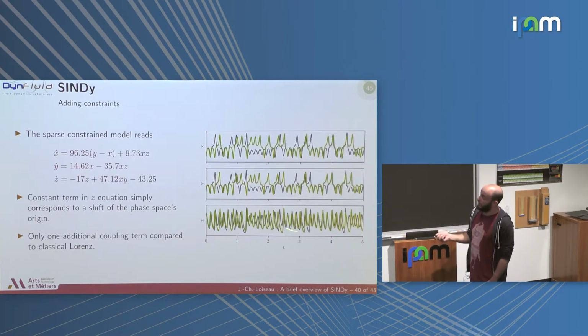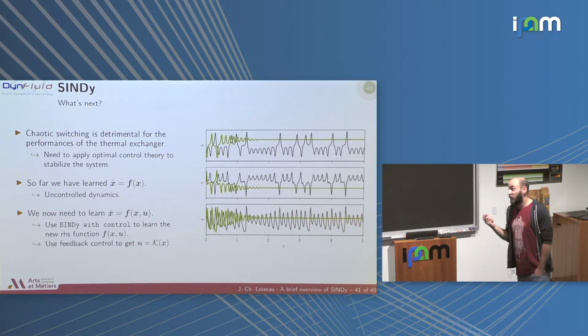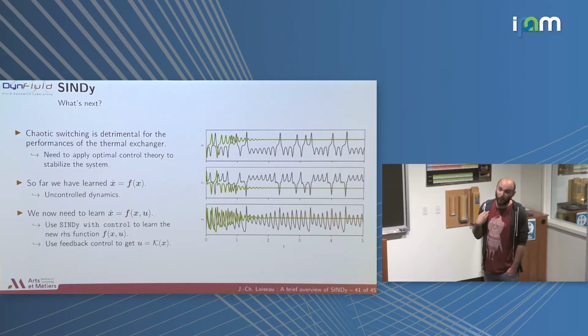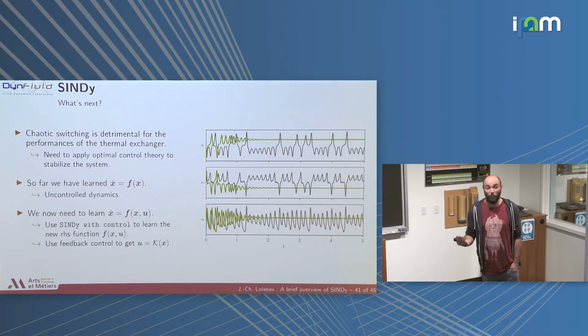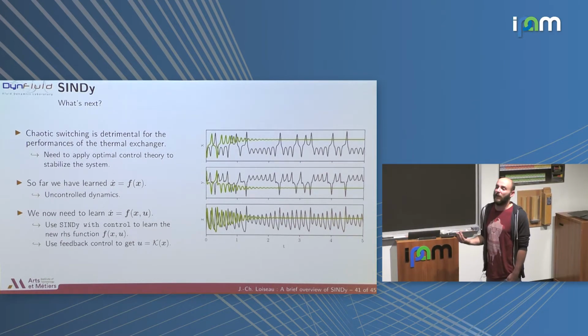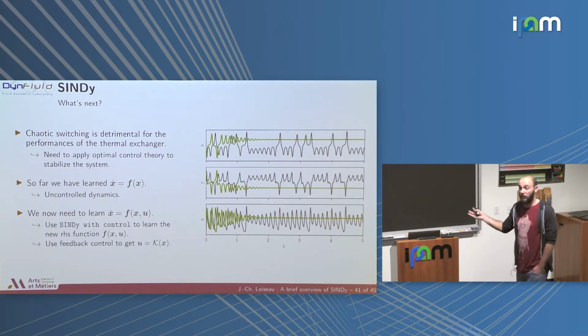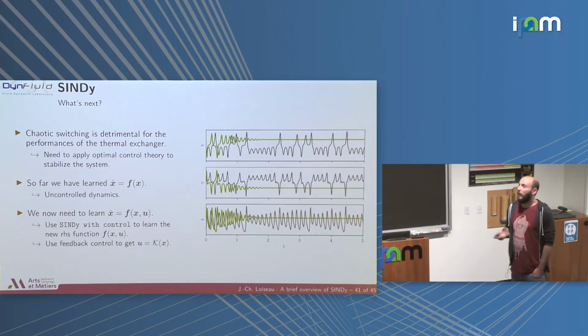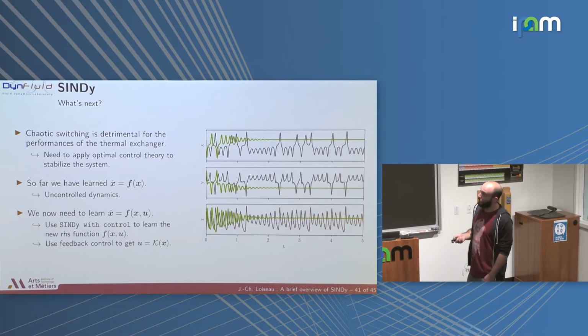So what's next? Well, I haven't enough time to go much further than that. As I was saying initially, my end goal, and it's the same as Steve, we want to use these models for control purposes. Right? I want to control the flow. In this case, I want to stabilize the flow in just, say, the clockwise rotation of the convection cell. And so for that, we would need to apply optimal control theory.